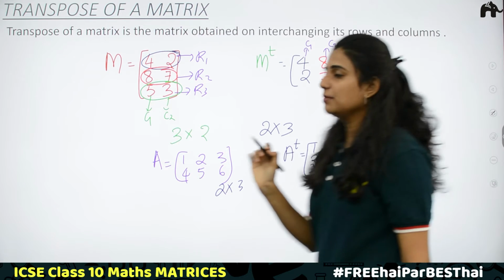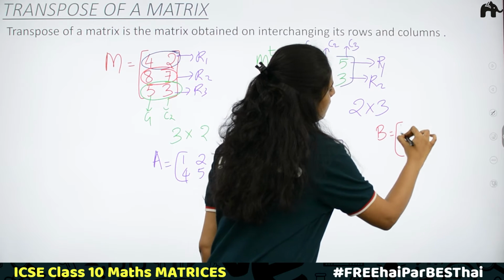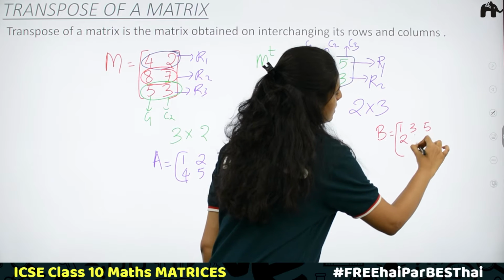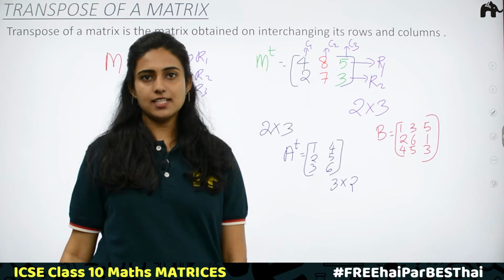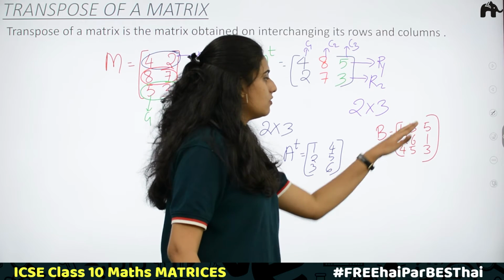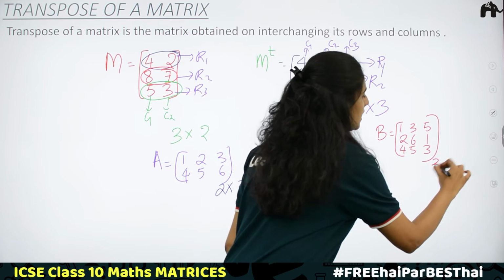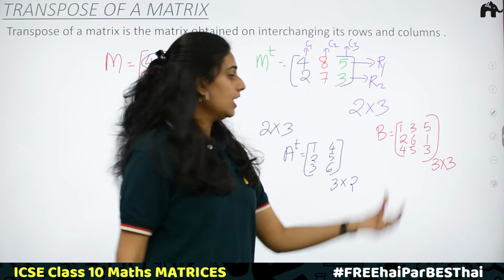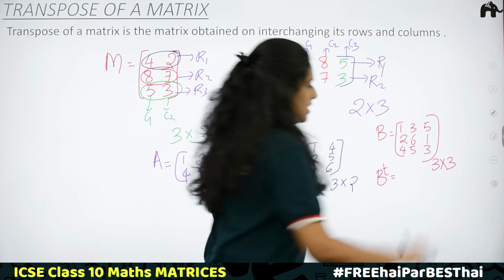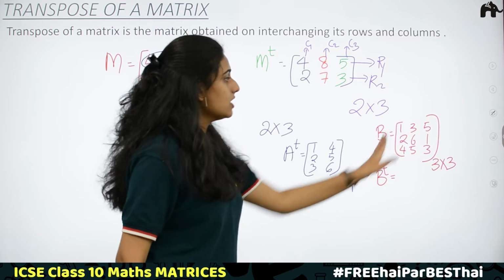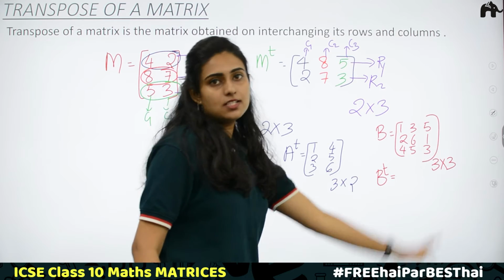Another example, if I am giving you a matrix, B is equal to 1, 3, 5, 2, 6, 1, 4, 5, 3. What is the order of this matrix? Here we have 3 rows, 1, 2, 3. Columns, 1, 2, 3. 3 columns. This is a 3 by 3 matrix. In this 3 by 3 matrix, we are going to find the transpose of this matrix. B transpose. First row becomes first column, second row becomes second column, and the third row becomes third column.